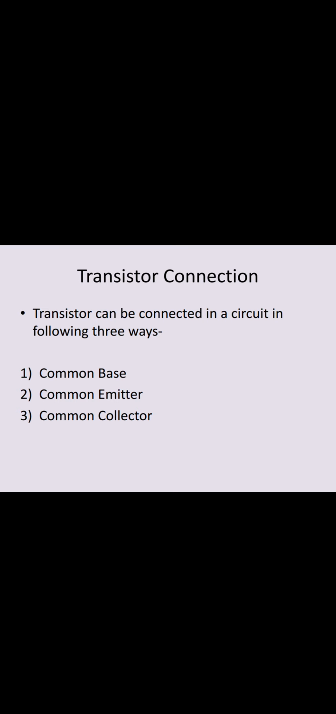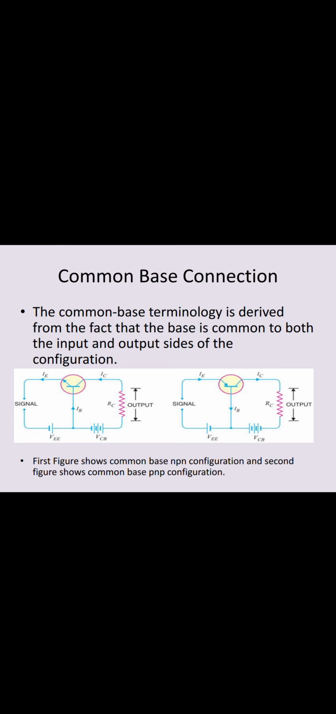First one is the common base. As we can see, the circuit diagram of the NPN configuration and the PNP configuration of the common base. The common base terminology is derived from the fact that the base is commonly connected to the input and output sides of the circuit, and so it is called the common base connection.